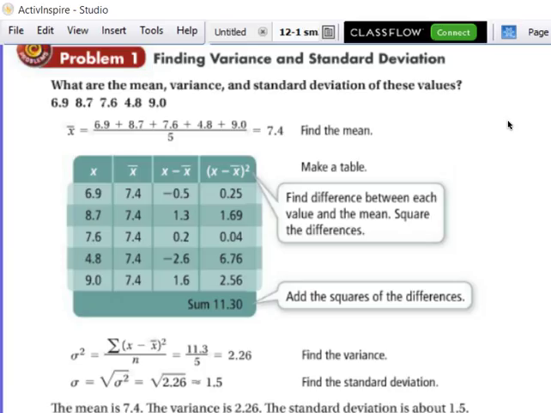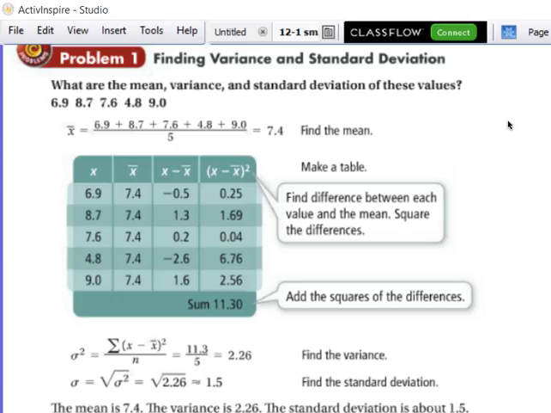Then we would square them. So you see how they squared those values? And then they would add them up. Then they would divide that sum by 5, and then they would square root it. So that's how you could do it by hand.